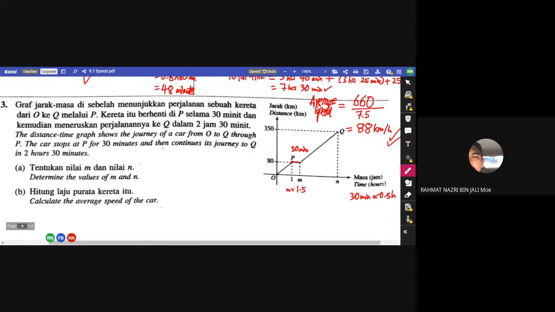Okay, let me go back to the question. 30 minutes at P and then continue its journey to Q in 2 hours 30 minutes. For this inclined line, we have the time is 2 hours and 30 minutes, which is equal to 2.5 hours.